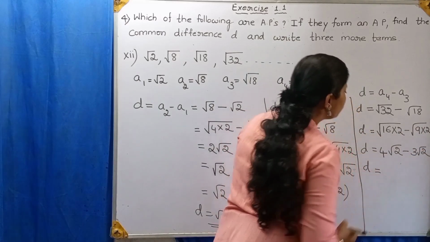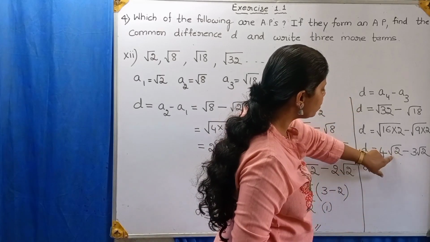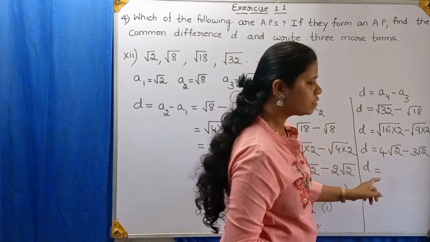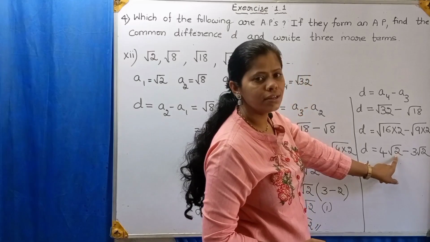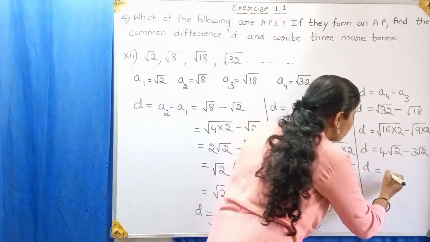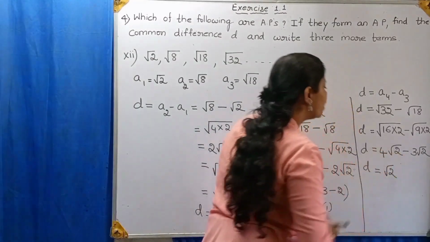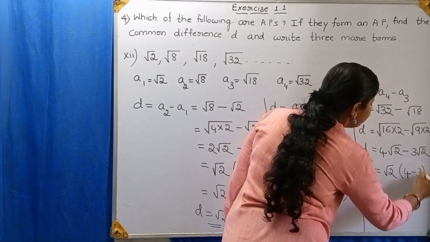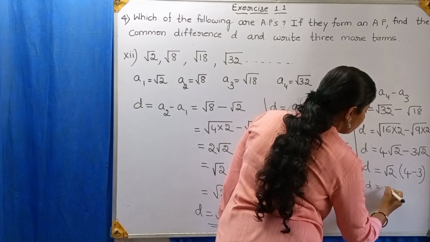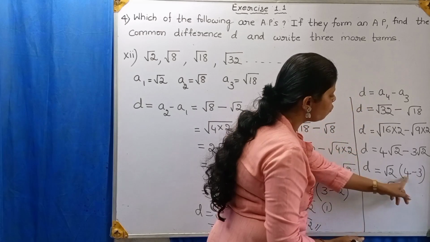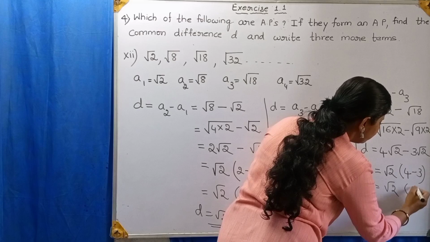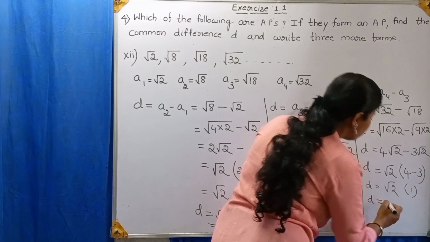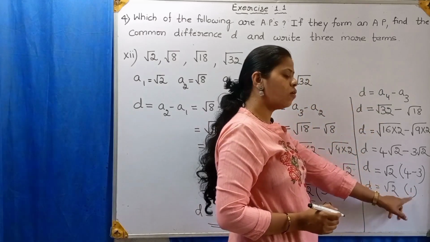Therefore, d is equal to, say, this is one term, this is one term. Which is common in both? Root 2, it is common in both. Therefore, let me take root 2 outside. Then it will become 4 minus 3. 4 minus 3 is 1. Therefore, d is equal to root 2 into 1, which is root 2.